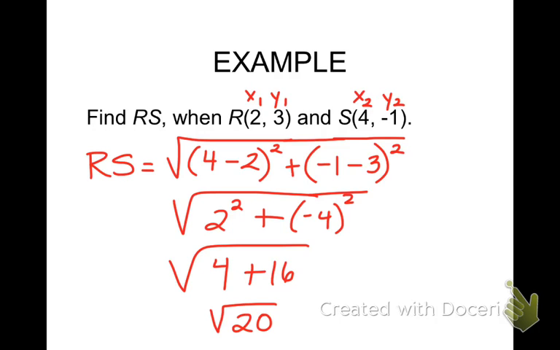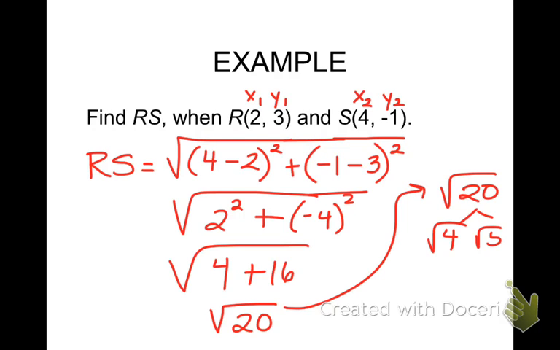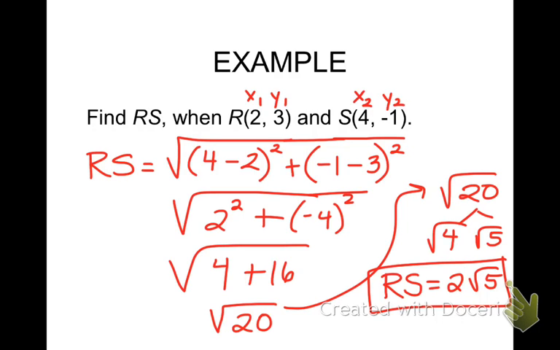No. So what do I need to do? Simplify it. So what are my simplifyings? 4 square root of 5. So the square root of 4 and the square root of 5, which would go to 2 squared. Good. So my final answer, RS equals 2 square root 5. Okay?